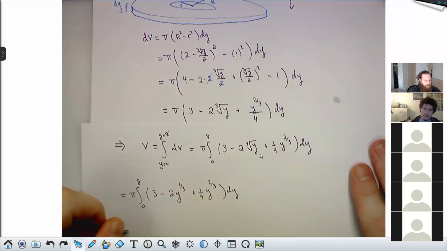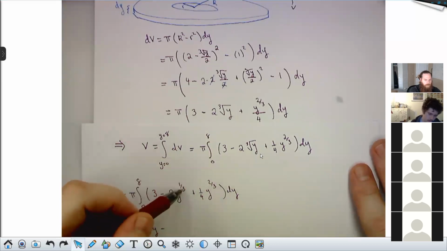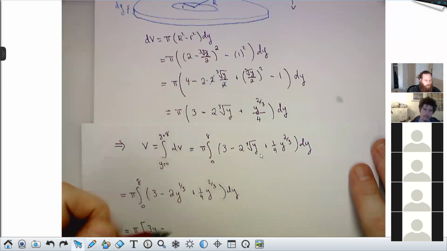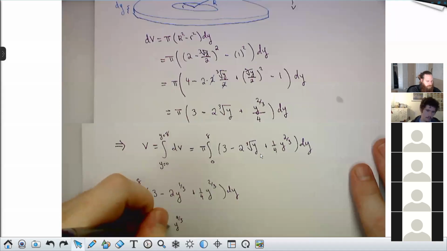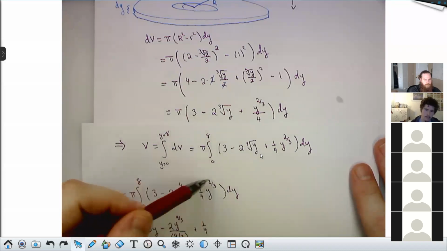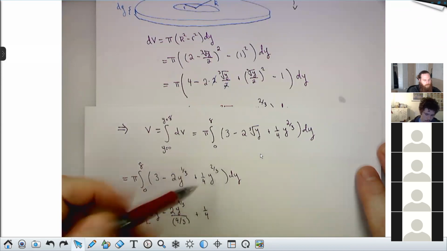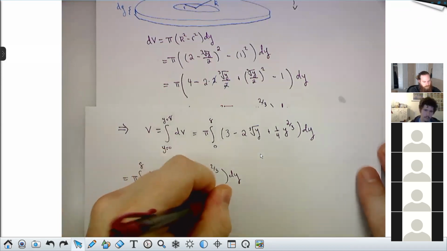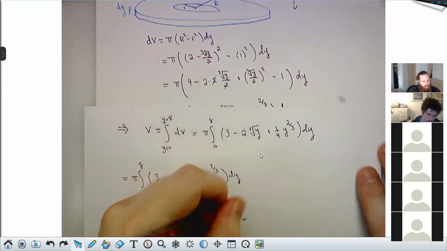And now my antiderivative will follow from the power rule, nothing crazy. So it'll be 3y minus, if I add 1 to 1/3, that's 1/3 plus 3/3 is 4/3. So I'll have y to the 4/3, and then I need to divide by 4/3. The 2 will just come along for the ride. Then I'll have plus 1/4. Here, if I add 1 to this power, 2/3 plus 3/3 is 5/3. So this will be y to the 5/3 divided by 5/3, all evaluated from 0 to 8.